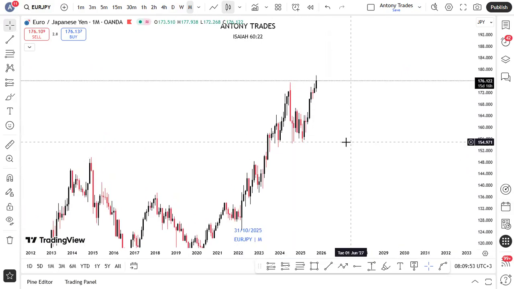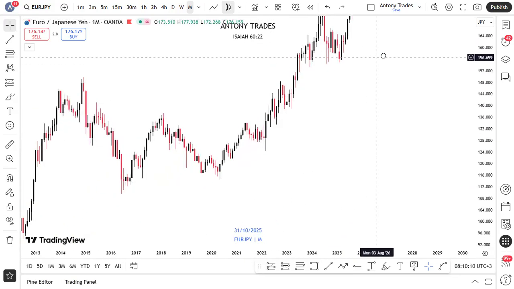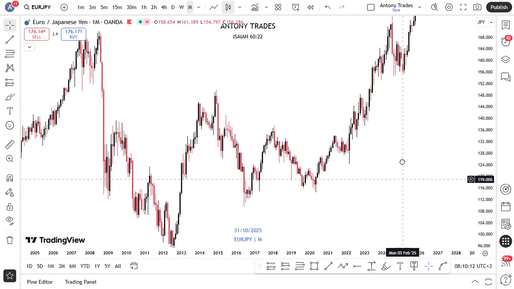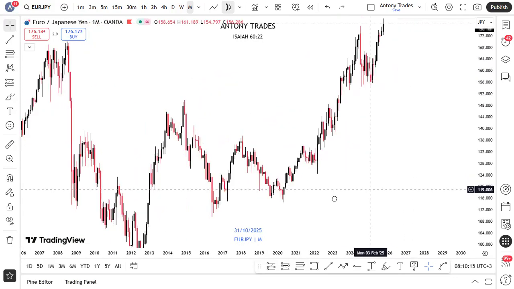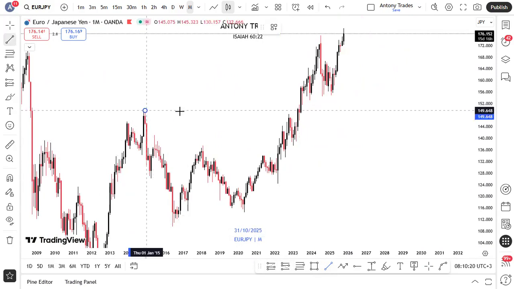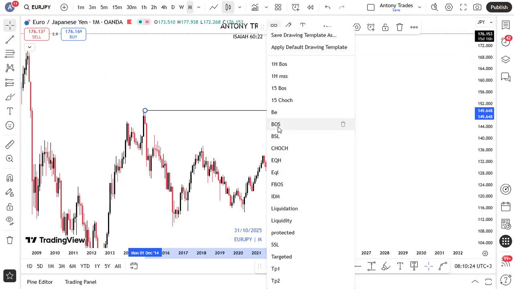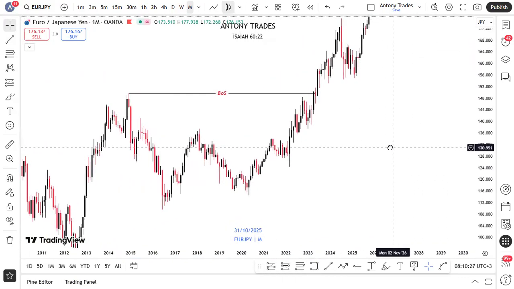And if I can focus on this side, you can see here, we cannot say that this is a break of structure because this month has not yet closed. We have 15 days and 16 hours to go for this candle to close. So you cannot say that this is a break of structure. So the only break of structure that I can see here, it is this. So this is my break of structure here. So that is my break of structure.